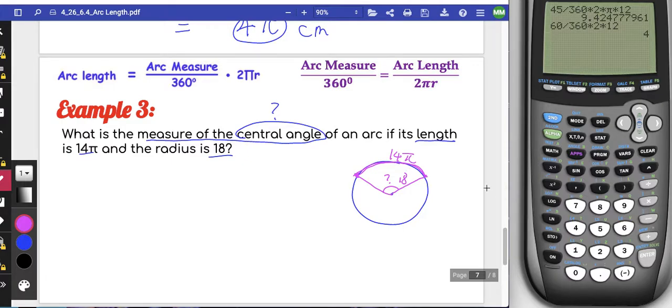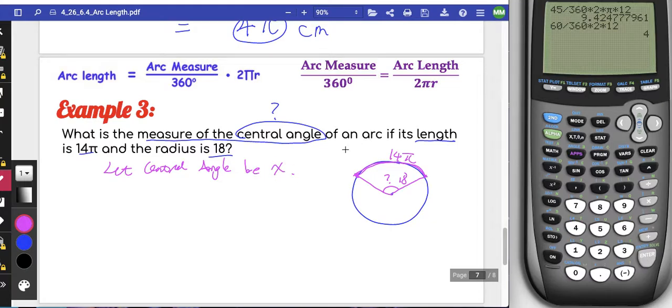Since I need to find the central angle, this time we are going to use the second method, and you will see why it's easier to use this one. So I'm going to set up, let the central angle be x.